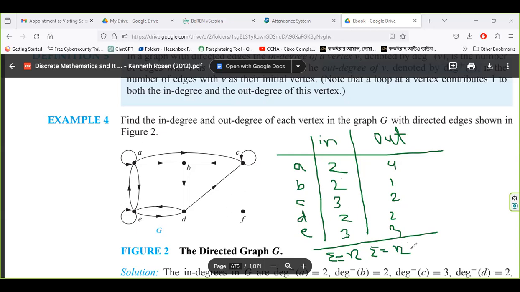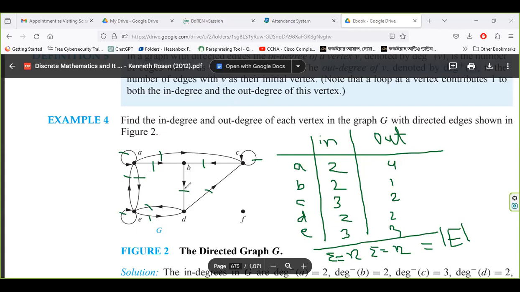So the summation of in degree is equal to the summation of out degree, which is also equal to the number of edges. So see how many edges there are: 1, 2, 3, 4, 5, 6, 7, a loop will be considered as 2, 8, 9, 10, 11, 12. There are 12 edges.